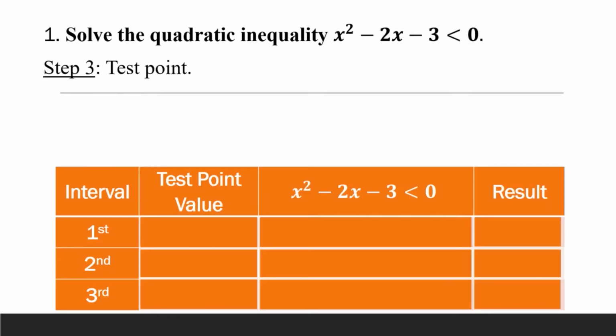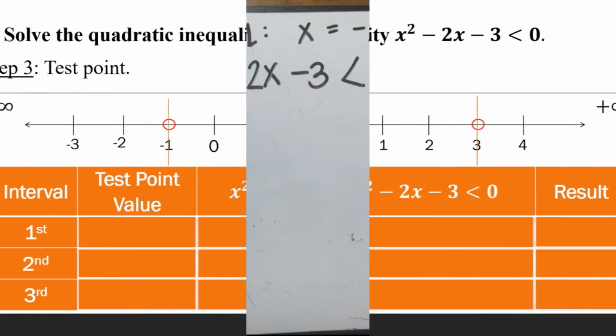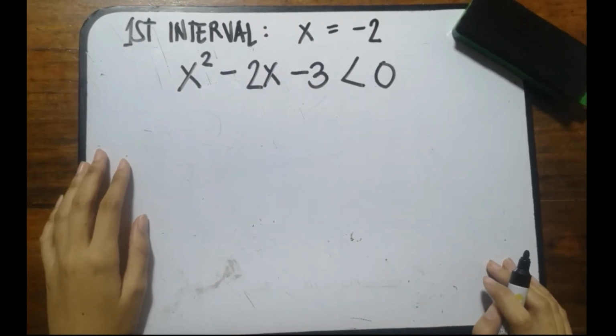Step 3, we have to test points under the 3 intervals that we had in step 2. Using the graph that we have, we decide on a point value to test. In the first interval, from negative infinity to -1, not included, we can use -2, -3, -4, and so on. But in this example, I will be using -2 as our test point value for the first interval. Now, let us test if the point value -2 satisfies the given inequality x squared minus 2x minus 3 less than 0 by the substitution method.